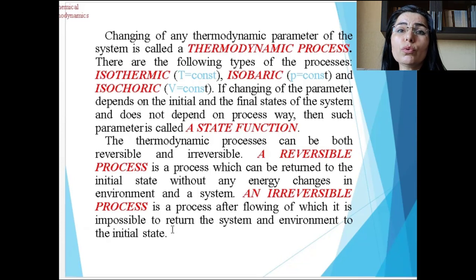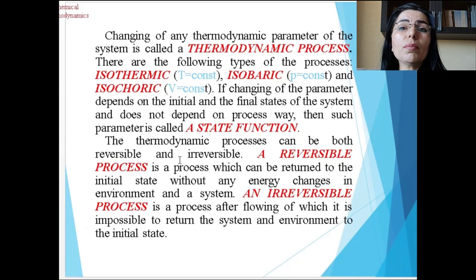You know from school, in isothermic processes, temperature is constant, in isobaric processes, pressure is constant, and in isochoric processes, volume is constant. If the change of a parameter depends on the initial and the final states of the system and doesn't depend on the process path, then such a parameter is called a state function.